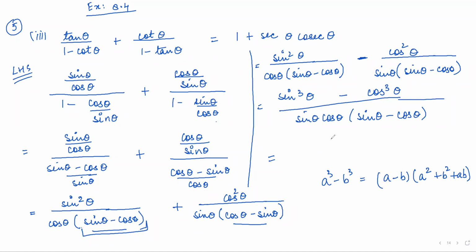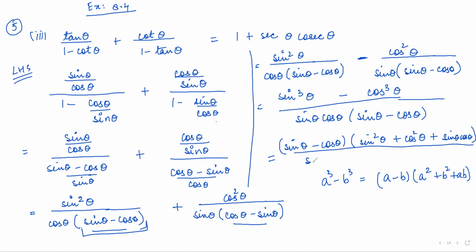So this sine cube theta minus cos cube theta can be written as a minus b, that means sine theta minus cos theta, into a square, that means sine square theta, plus b square, that means cos square theta, and plus sine theta into cos theta. And then your denominator is here: sine theta cos theta into sine theta minus cos theta. I'm just removing the identity. I hope you have written.